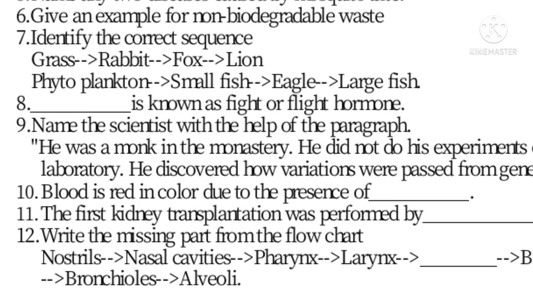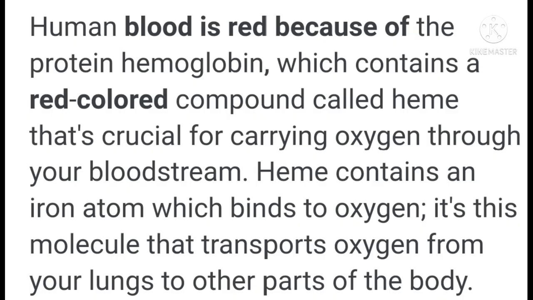If we observe the preparatory 1 question paper, from the third chapter, transportation, they have given question number 10: Blood is red in color due to the presence of dash. The answer is: human blood is red because of a protein, hemoglobin, which contains a red colored compound called heme, that circulates carrying oxygen through the bloodstream. Heme contains an iron atom which binds to oxygen.